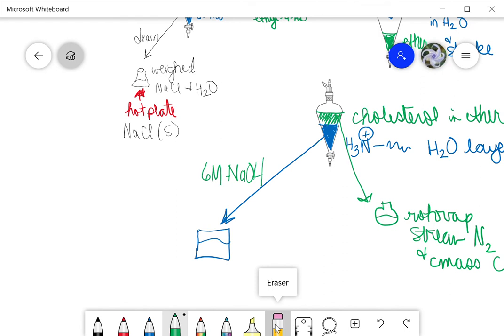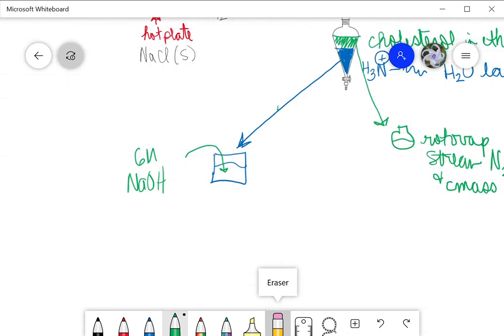And what will happen is my 6 molar NaOH will deprotonate that amine, and you will go back to the neutral amine, the rest of my structure. And now this is not soluble in water.